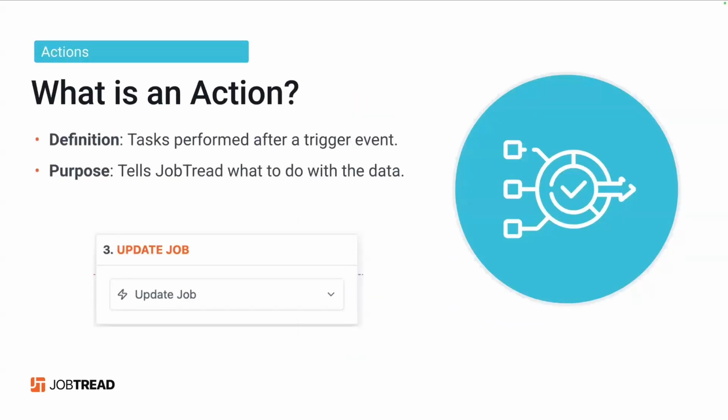Moving on from there, let's talk about actions. Your actions are what follow up on your triggers. This says, hey, we got the trigger, we got the data from that, now what do we want to do with it? In this case, I've got the example where we are going to update the job. So in step one, the trigger, I took the document updated, and now I want to update the job based on that.